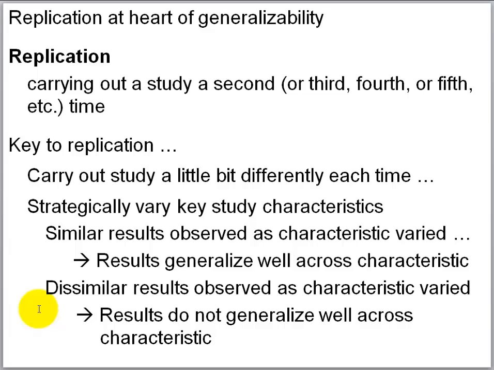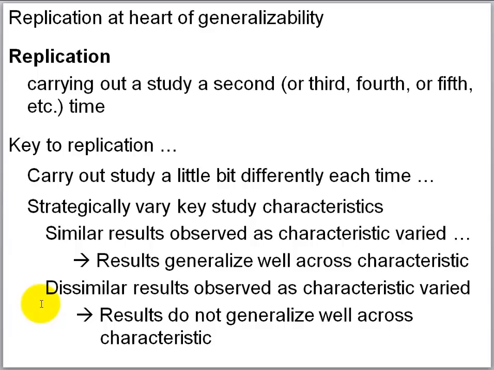So if you got findings that are dissimilar to those in the original study when you vary the key characteristic, that suggests to you that the results may not generalize well across that key characteristic.